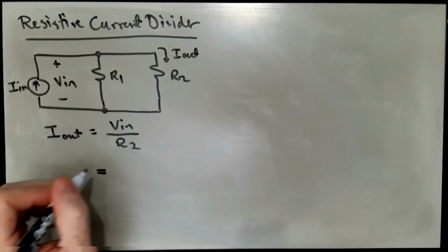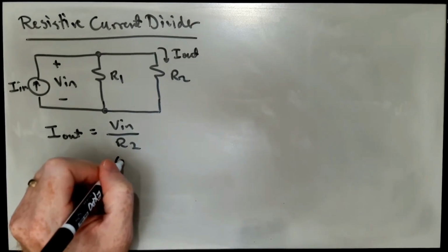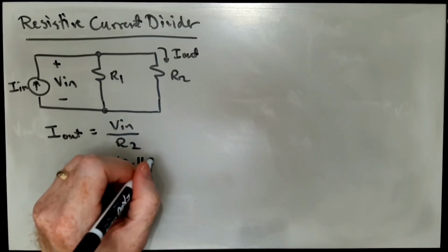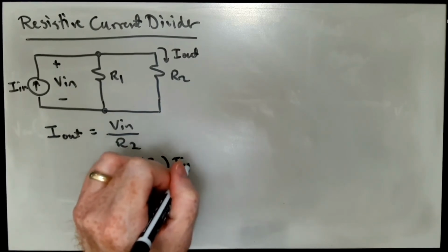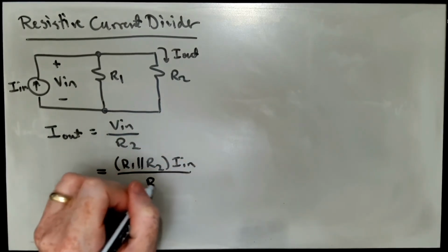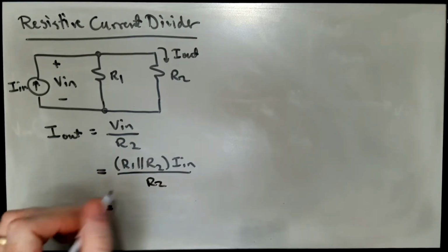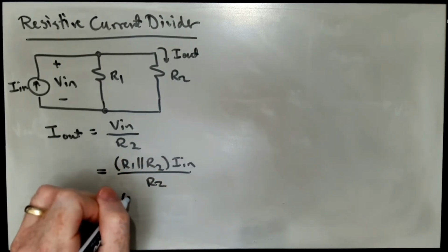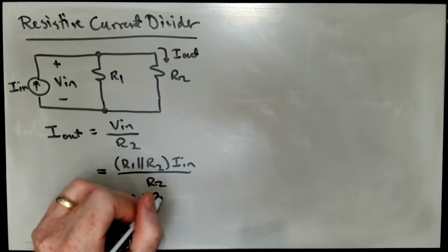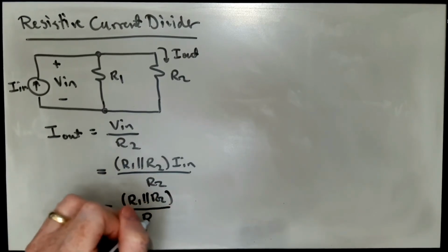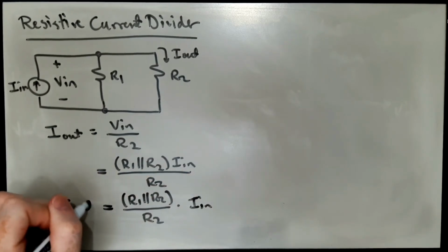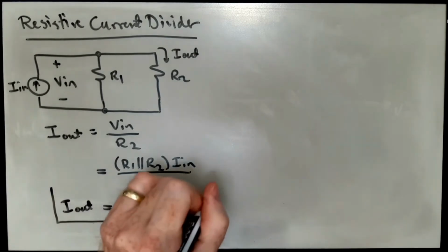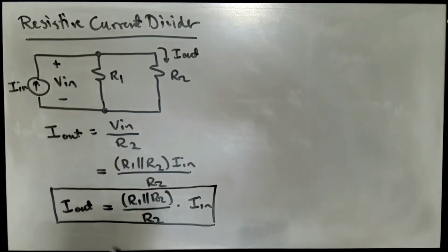So we can write this down as R1 parallel R2 times I in divided by R2. And so we can group the resistors together and write this as R1 parallel R2 over R2 times I in. So this is the current divider. And this thing here is called the current divider ratio.